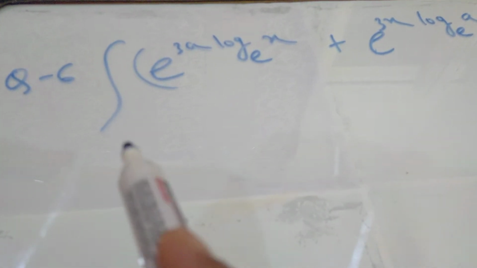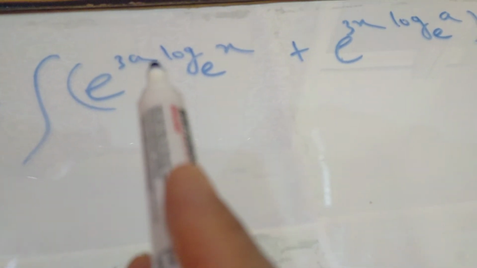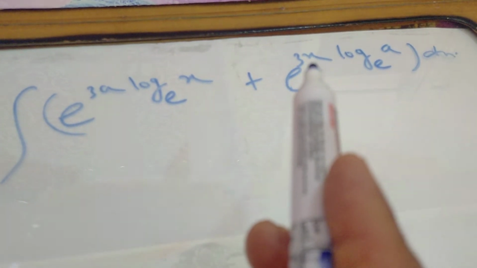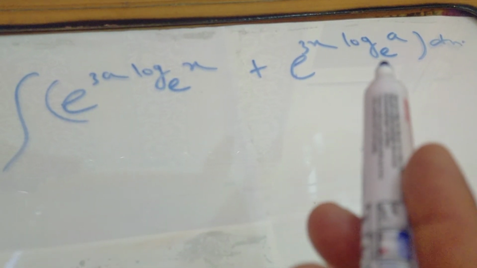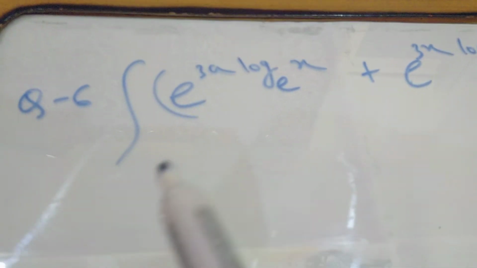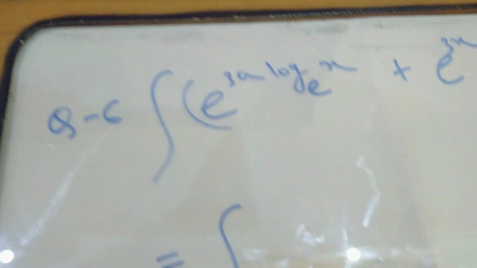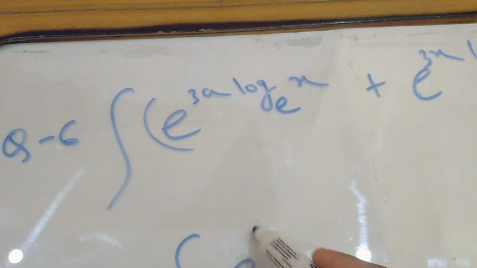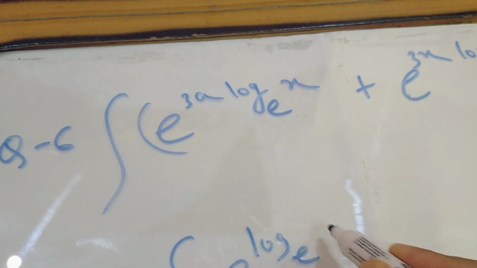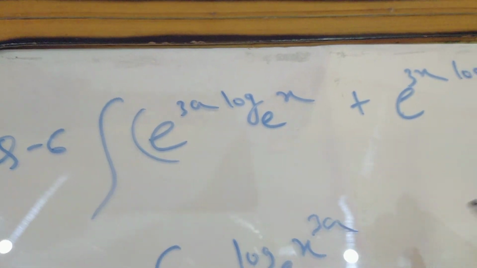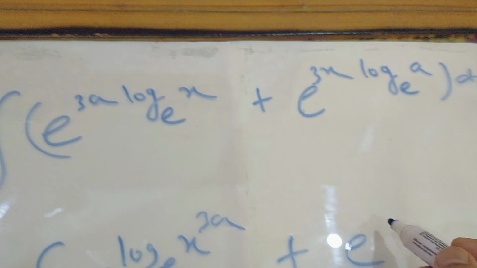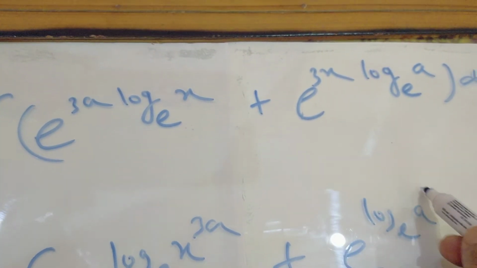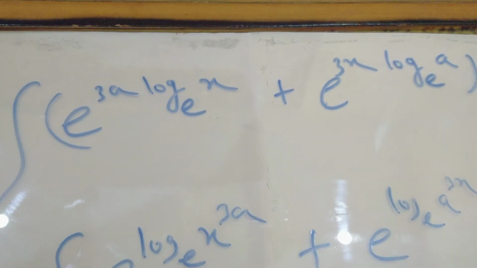Now look at this question, question number 6: e raised to the power 3a, and in the power it is given log base e x, plus e raised to the power 3x log base e a, dx. So we have to integrate this part. For this we have to show some simplification. This 3a we can write like this, log base e of x raised to the power 3a. Here also the same thing, e raised to the power log base e of a raised to the power 3x dx.